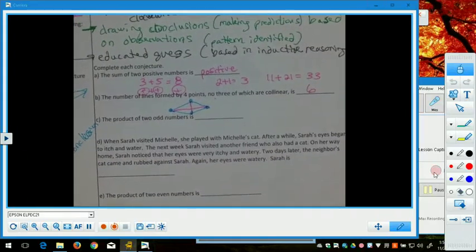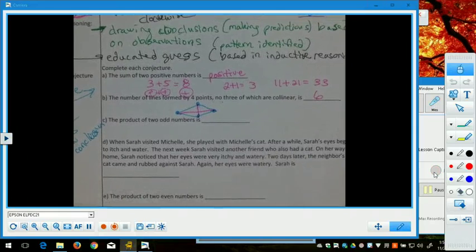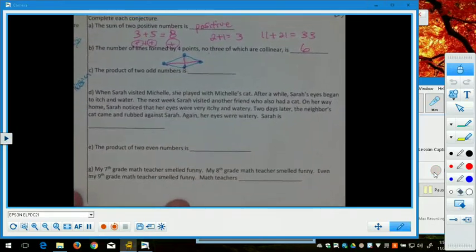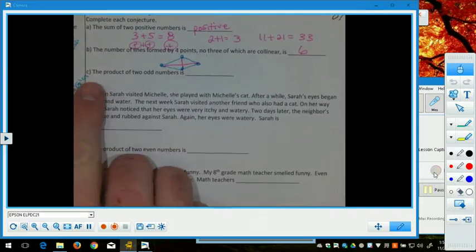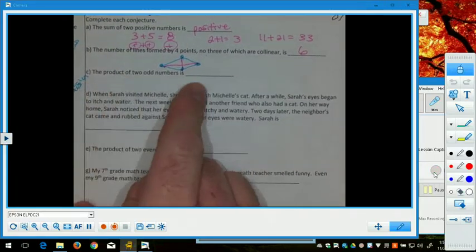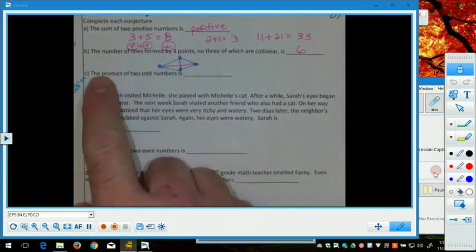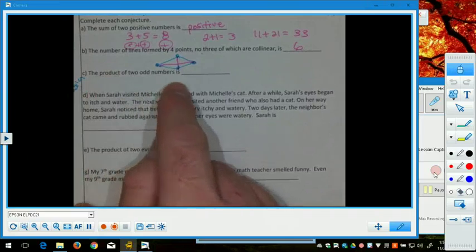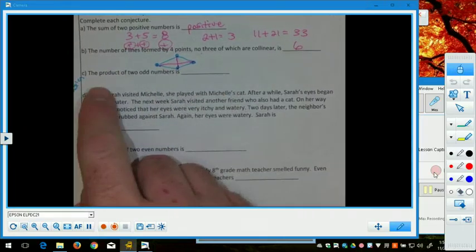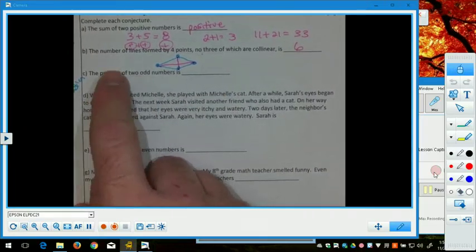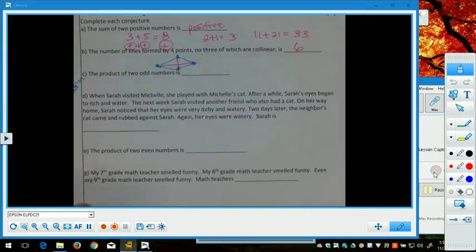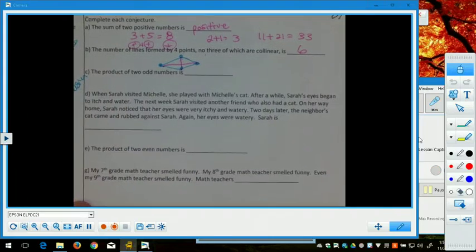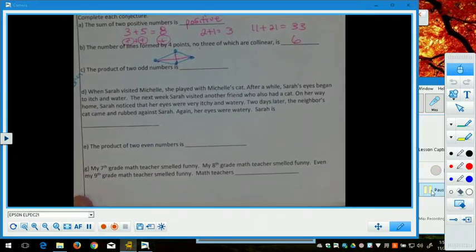The product of 2 odd numbers. This one you may not know. Take a moment to read these problems and see if you can make a guess on what will happen, but provide some evidence that leads you to your conclusion like we did up here. In this case, the product, that's multiplication of 2 odd numbers. So for every example that you're exploring, I should see 2 odd numbers and that you've multiplied them. And then you're going to write your conclusion. And then do the same thing through letter D. Take a moment to pause the video, see if you can figure those out.